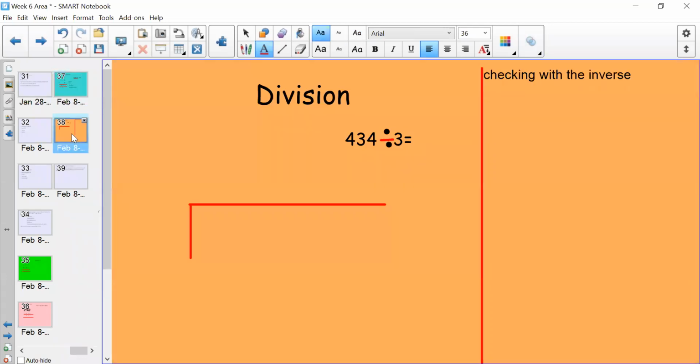Okay, and then we also did division this term. So this also should be refreshed in your minds. So when we get a division sum, so 434 divided by 3, we need to use the bus stop method. So we'll draw our bus stop, we put the 3 on this side of the bus stop, and then the 434 on the inside of the bus stop.